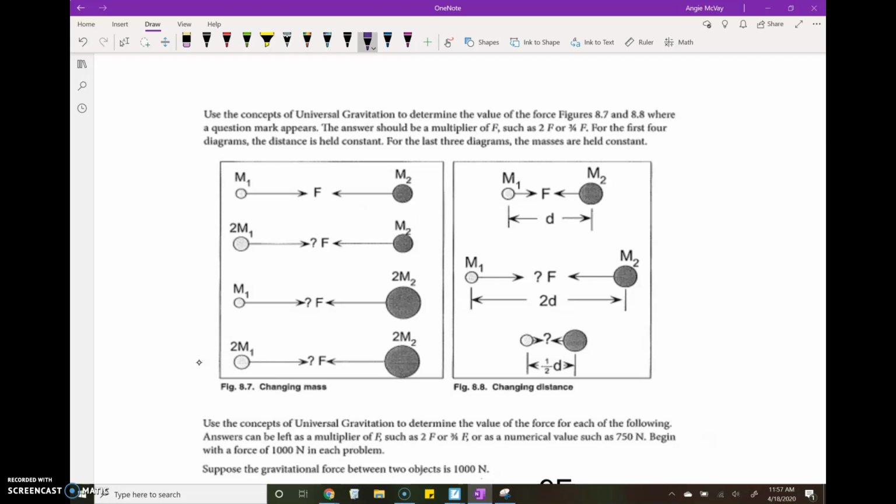Okay. Now, over here, what if mass 1 and mass 2, a certain distance d apart, exerted a force F on each other? Okay, what if you doubled their distance apart? How would that change the force? And what if you halved their distance apart? So take a moment, pause the video, and then see what you come up with.